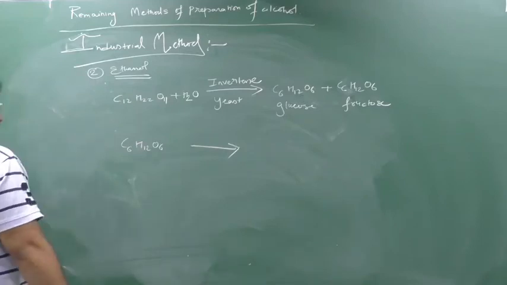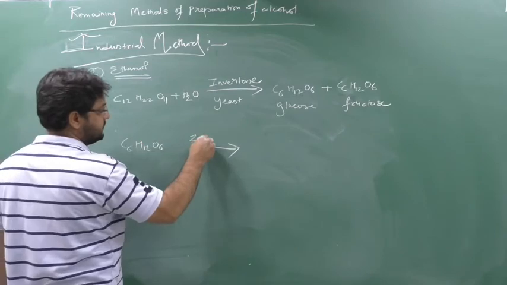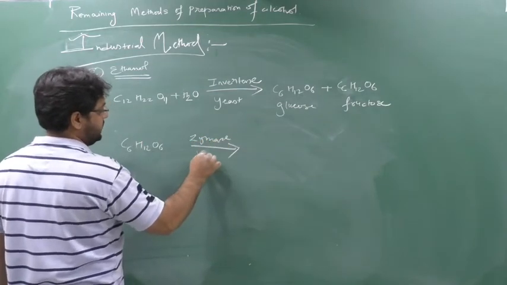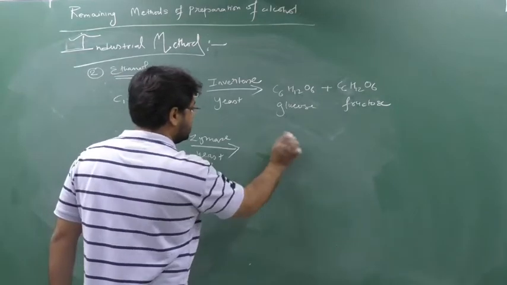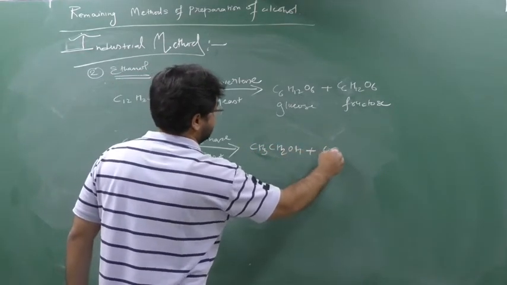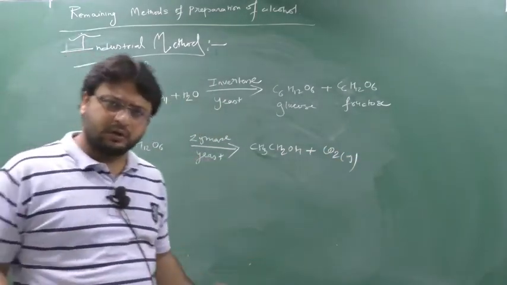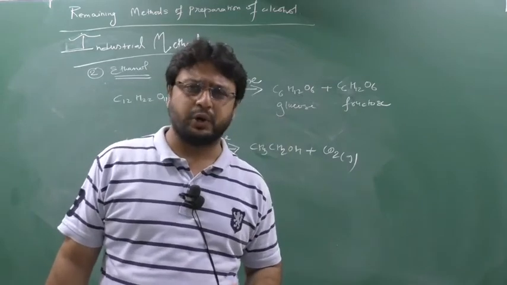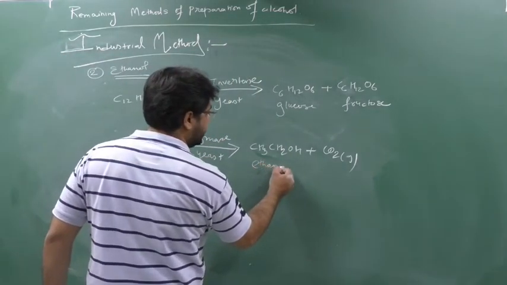Again it is fermented. Now in the second step the enzyme will change, that is zymase, but in the presence of yeast only. So it will generate what? It will generate ethanol, and there will be a liberation of carbon dioxide gas. And all this process is done in a wooden box. In Discovery they are sometimes showing it. Okay. So this is nothing but what? Ethanol. So in this way ethanol is generated in the industry.